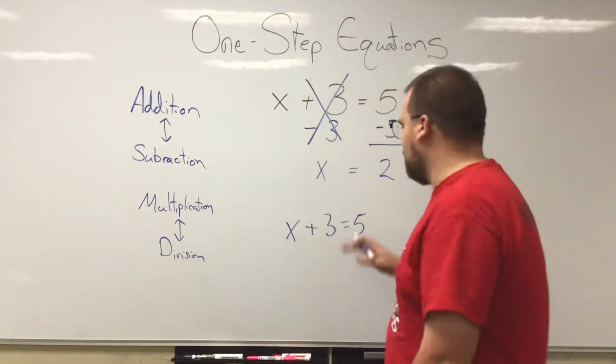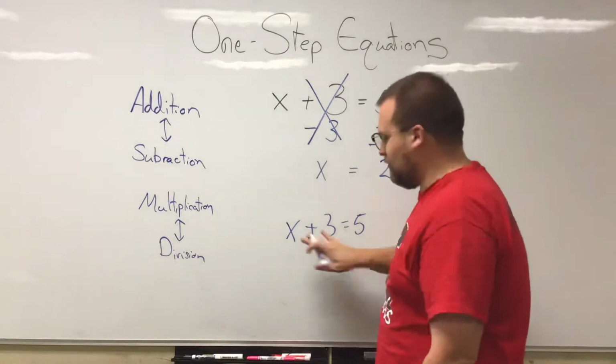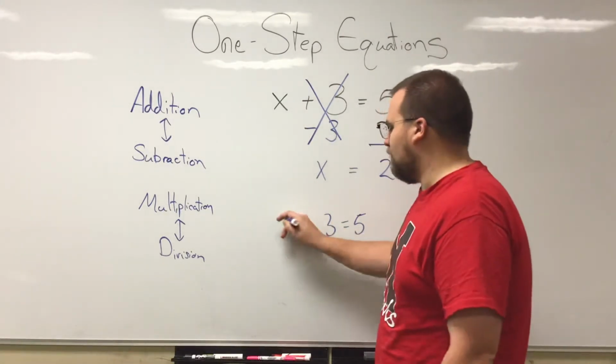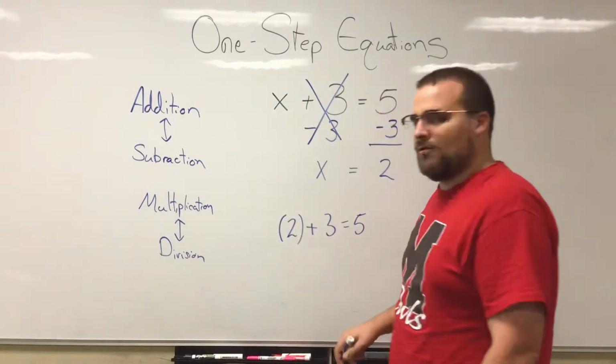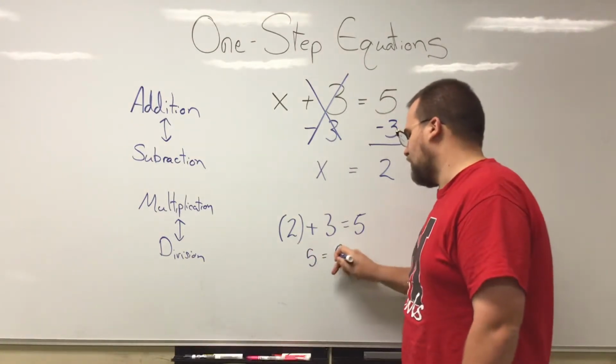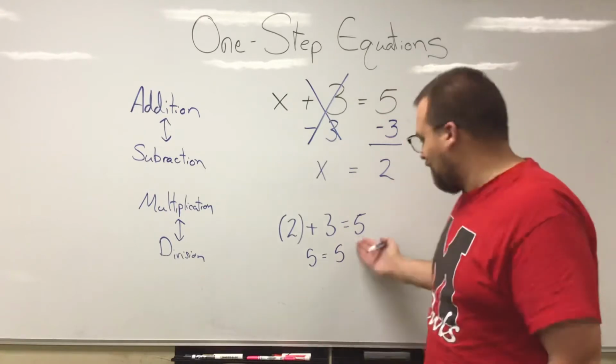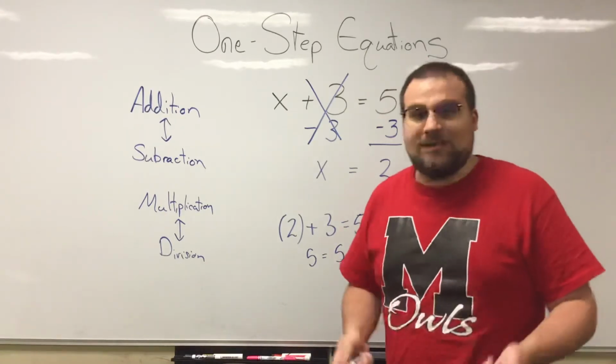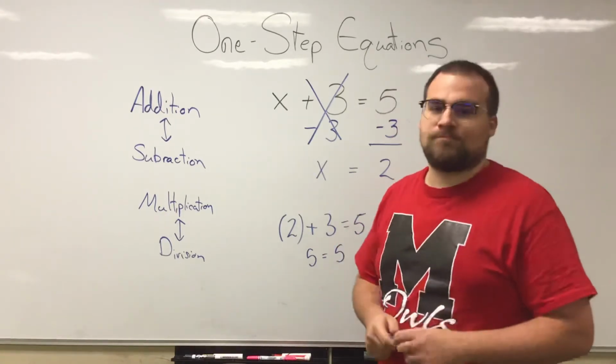Let's try it out. If x equals 2, I'm going to write 2 in place of that x. 2 plus 3, well, that's 5. And it makes sense to me to say 5 equals 5, right? We did it. We got the right answer.